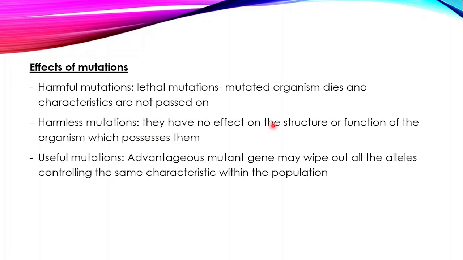Harmless mutations, they have no effects on the structural function of the organism which possesses them. Useful mutations are advantageous mutations, mutant genes, which may wipe out all the alleles controlling the same characteristic within the population. Why? Because of natural selection. So if they have an advantageous mutant gene, they will survive longer. If, let's say, a drought occurs and they have this mutant gene that allows the plants to survive during the drought, they will wipe out all of the other ones and then they will reproduce. So only the mutant gene will now be passed on.